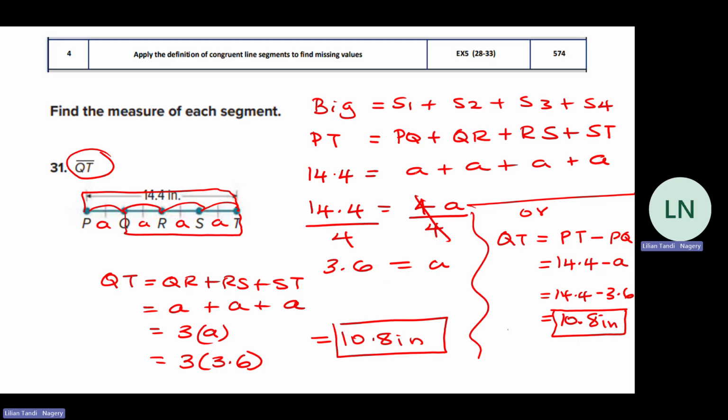Or I could do 3.6 times 4, I should get 14.4. So that will be also another way for me to check if my answer is correct. And then I put here 3.6, 3.6, 3.6 in my spaces, and then I add 3.6 3 times. So different ways of doing the same question.